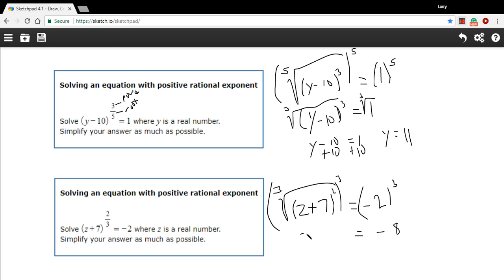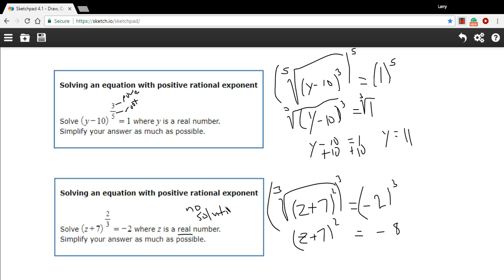And now we have z plus 7 squared equals negative 8. And here is where you might already see that there's going to be a problem with this one. You can't square anything and get a negative number, not a real number. And it says that all the solutions are real. If you tried to go forward with this problem, you'd take the square root of both sides, and immediately you'd be taking the square root of negative 8, and you would get imaginary numbers for your answers. So this one is going to have no solution.